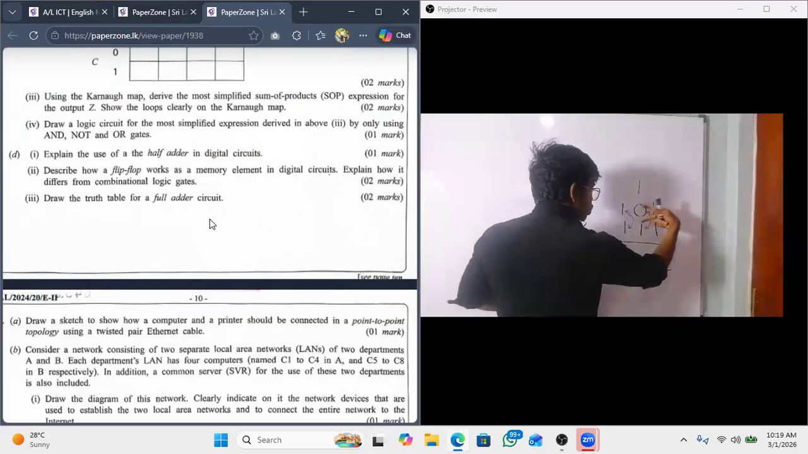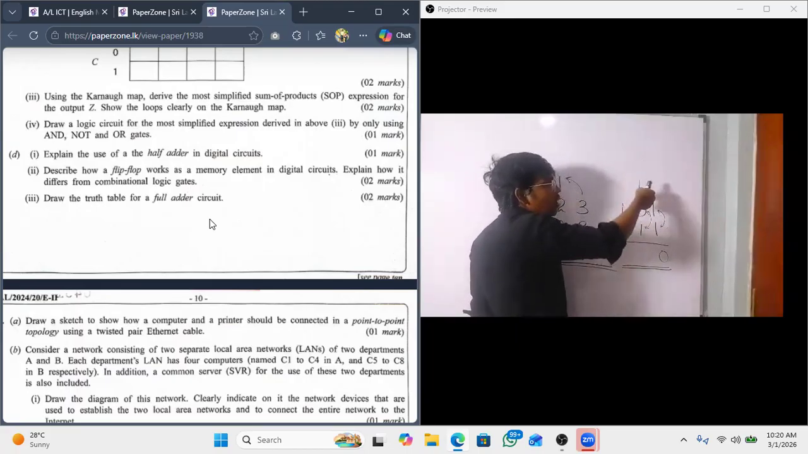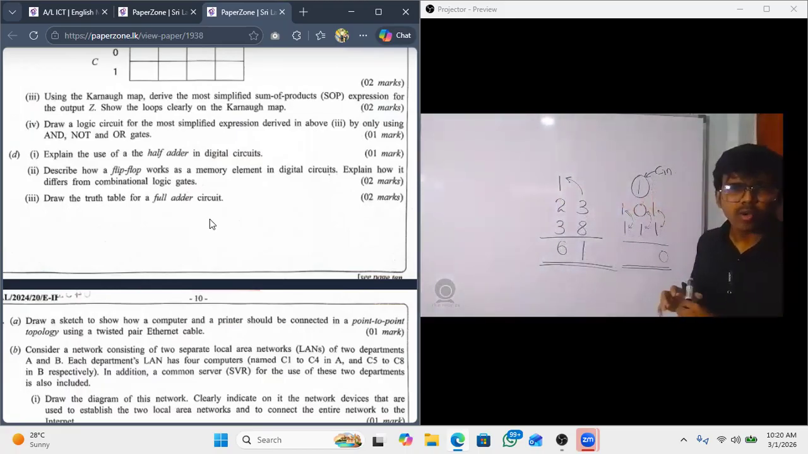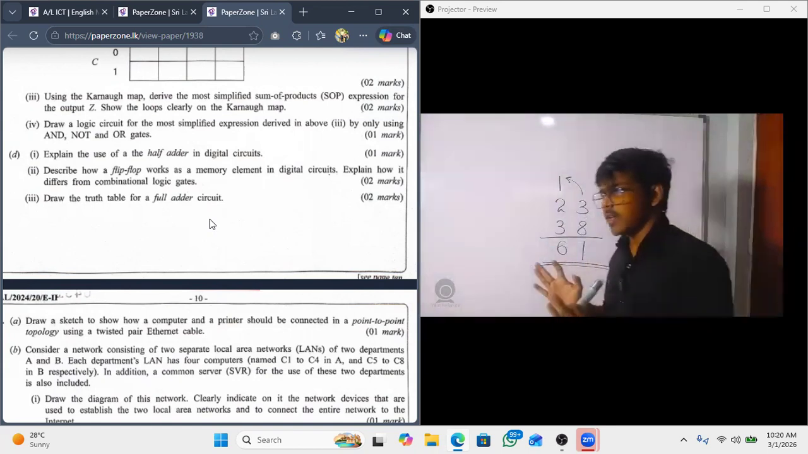A half adder only adds 2 bits. But in these kinds of questions, they are asking for 3 bits. Why? In some cases, these 2 bits will add another number as a carry in. And this is the carry in bit. This is the C in. I will teach this part even more clearly next week. For now, I just gave a rough idea.